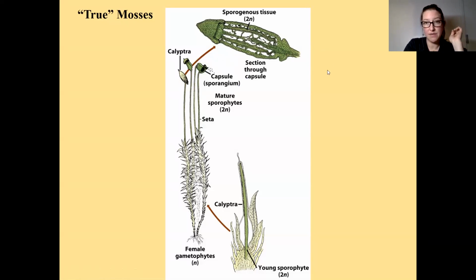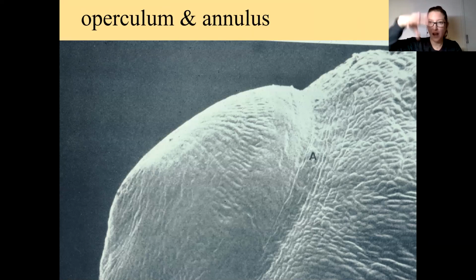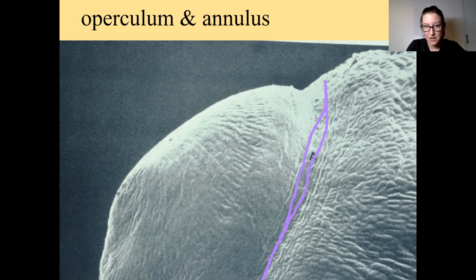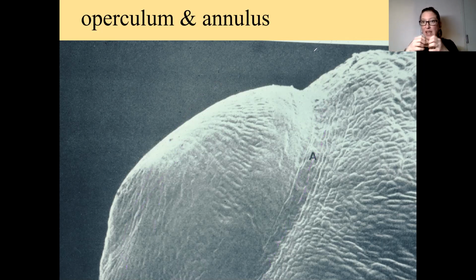So with the true mosses, this is a close-up of the top of a sporangium. There's this little lid on top of that sporangium that's called an operculum. Don't worry about that too much now. And an annulus, don't worry about that too much now. But basically the annulus is going to release. So this here is the annulus. And then this dome thing is the operculum. It's like a lid. And so the annulus is going to break and the operculum lid is going to fly off and go away.